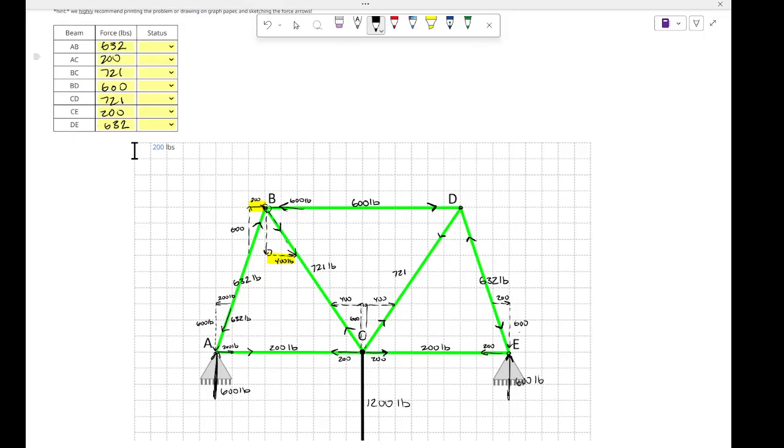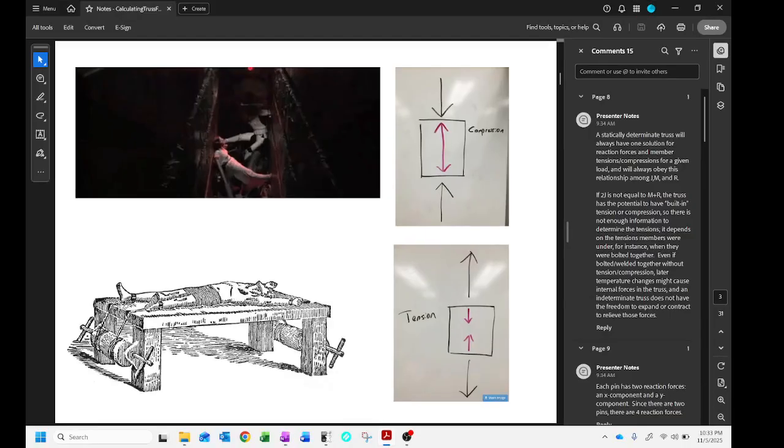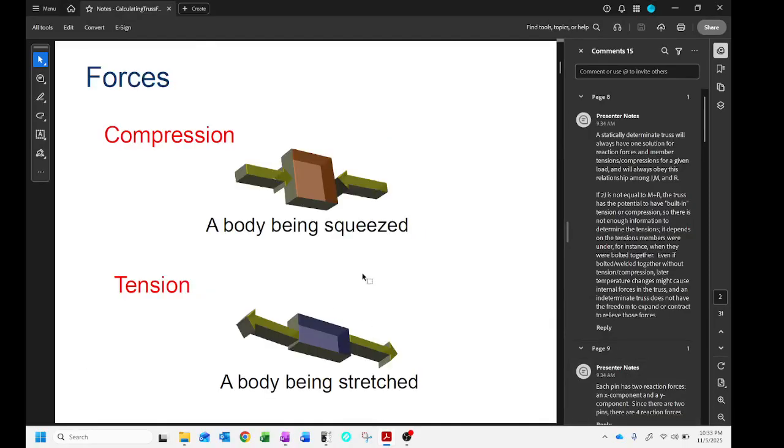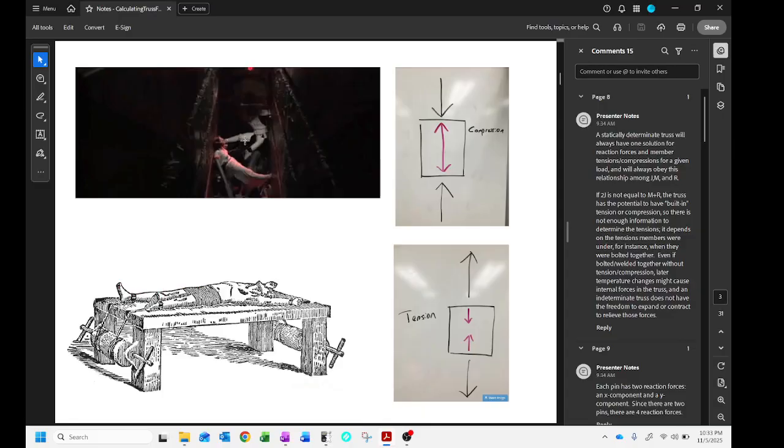And when they say status, what they're asking for is whether it's in compression or tension. Right? So when you look at members here, they're either getting squeezed or they're being stretched. So if those pins are squeezing it together, the actual member is going to have to be pushing out. Right? So here's a good little visual here. This is a Star Wars scene where these characters are getting squeezed together. They're getting compressed. And they're in turn pushing on the walls, right? So the arrows that we draw on the beams are what the beams are going to be doing to those pins. So since that pin is compressing those beams, we're going to see arrows pointing towards the pin as compression.